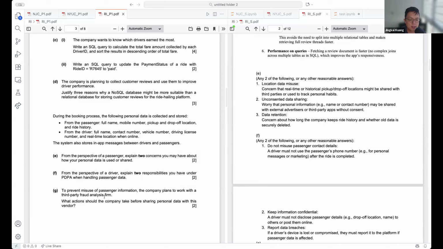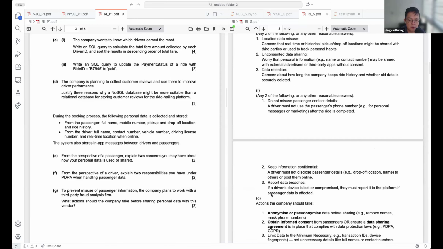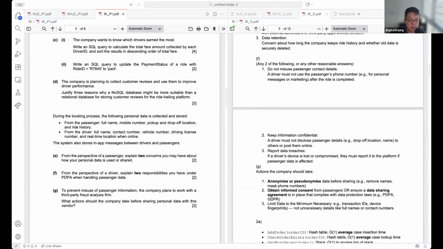Okay, the company plans to work with a third-party fraud analysis firm. What action should the company take before sharing? Sign a confidentiality agreement, and obtain informed consent from passengers. That means when they book a ride or sign up for an account, you must tell them that we share your data with a third party for fraud analysis. You need to agree to this. That is what I mean by informed consent.